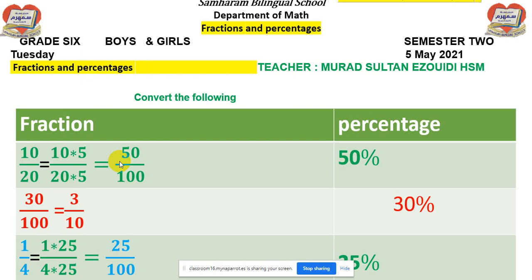The next slide, we have convert the following. This is a fraction, 10 divided by 20. I will try to change to what? To 50%.